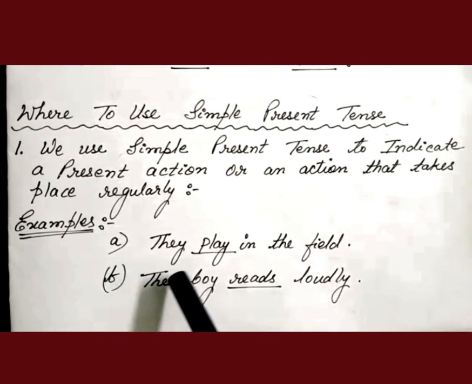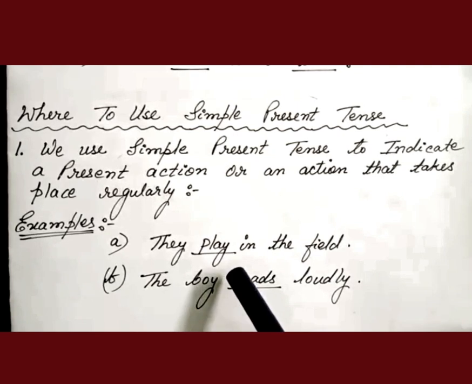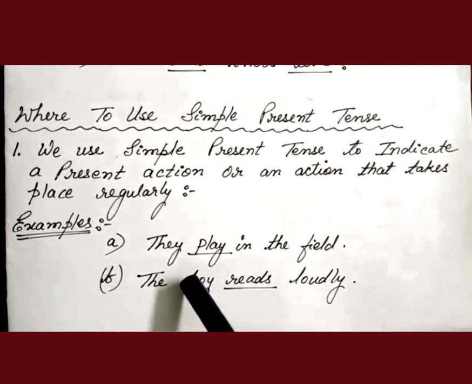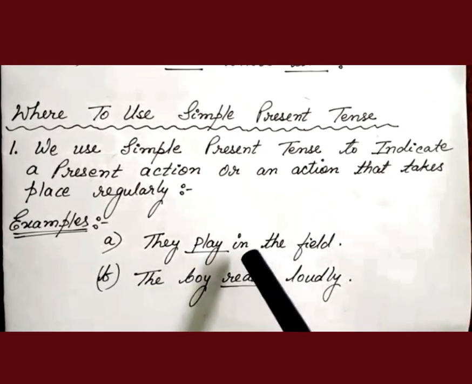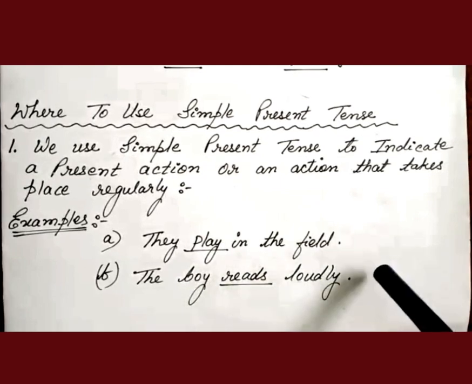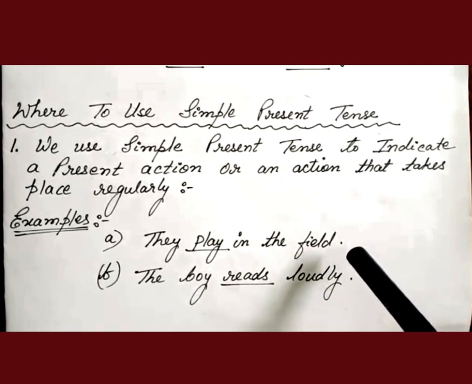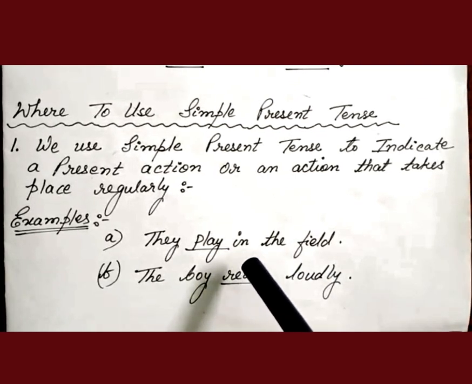The first example, they play in the field. So this is a present action and this action takes place regularly. They keep on playing in the field. So considering the form of the verb play, we know that this is simple present tense. And this is simple present tense because here we come across an action that takes place regularly.